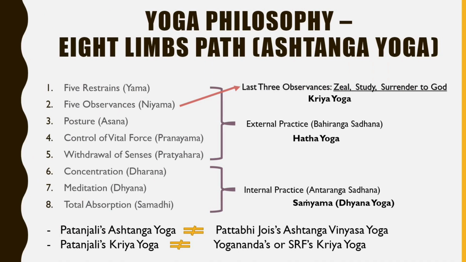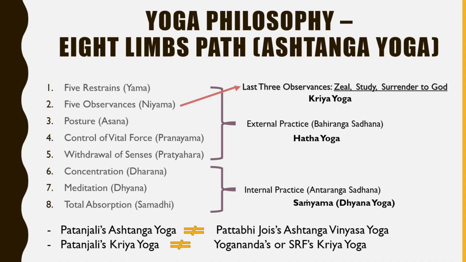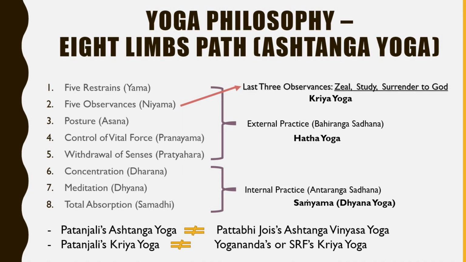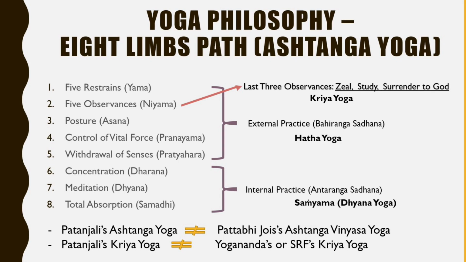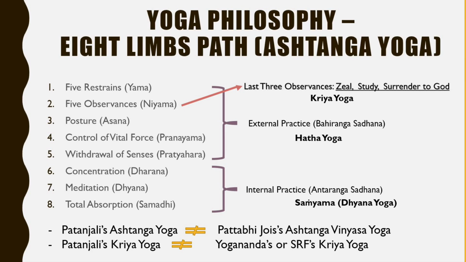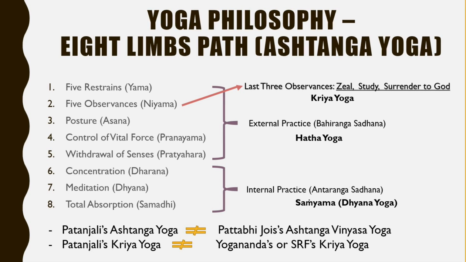Let's dive into the real practices of yoga philosophy. So now I'm going to talk about the Astanga yoga practice, which Patanjali mentions as the 8-limb path. This contains the restraint, observances, posture, control of vital force, withdrawal of senses, which leads to concentration, and that leads to meditation, and that finally leads to the total absorption or samadhi.